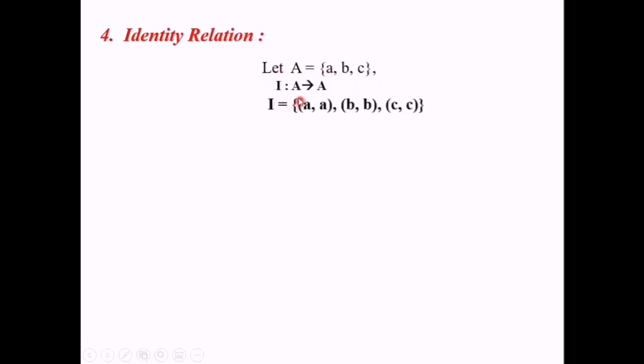Relation here is I, from A to A. The relation is from set A to set A itself, and the elements of relation I are (a, a), (b, b), and (c, c). This relation is shown by an arrow diagram.